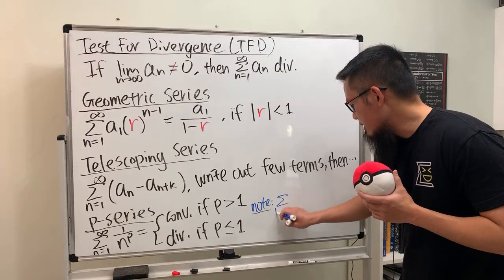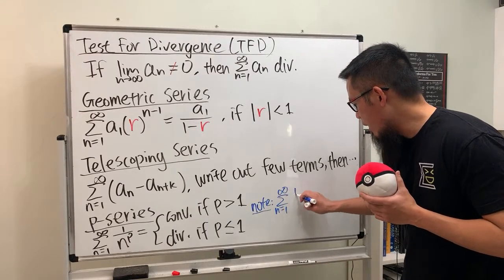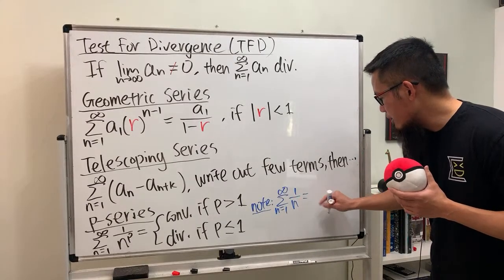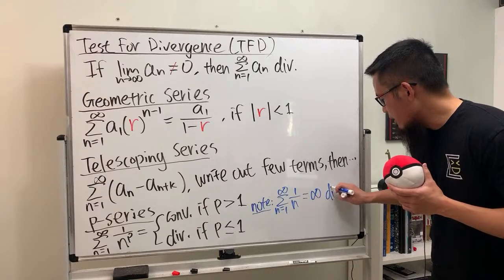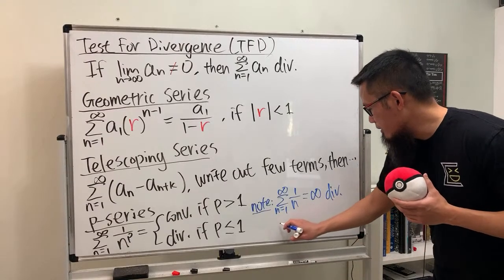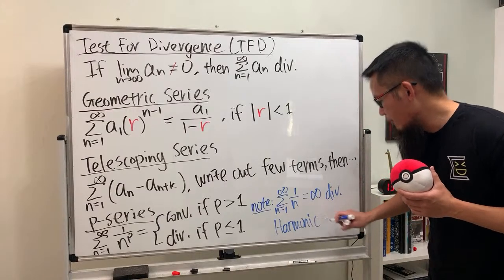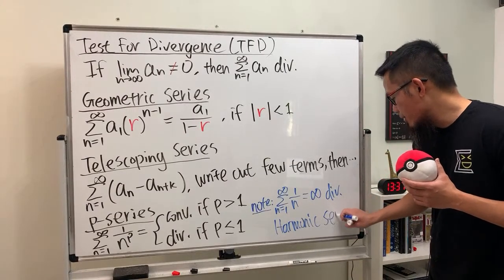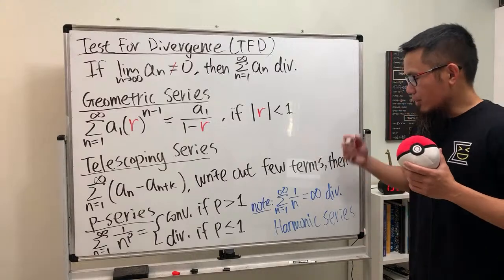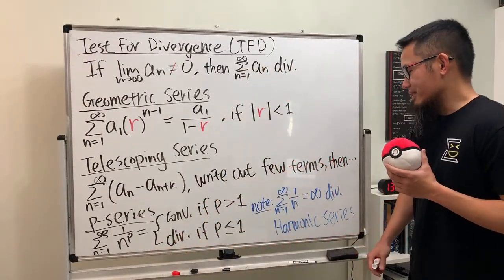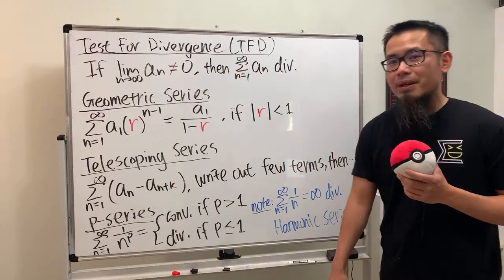If you have the series as n goes from 1 to infinity, 1 over n to the first power, this right here actually diverges, right? And it actually goes to infinity. And this right here is called the harmonic series. So it's just like a fancy name that you would like to use. And you should actually, because the more you learn about this kind of things, you'll see more names for this kind of things.